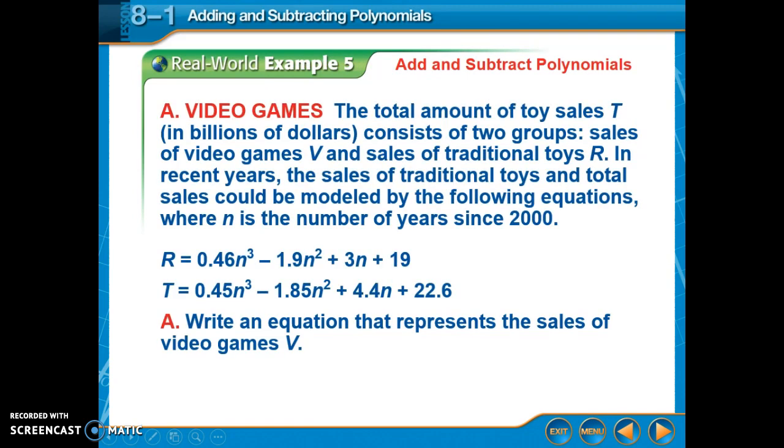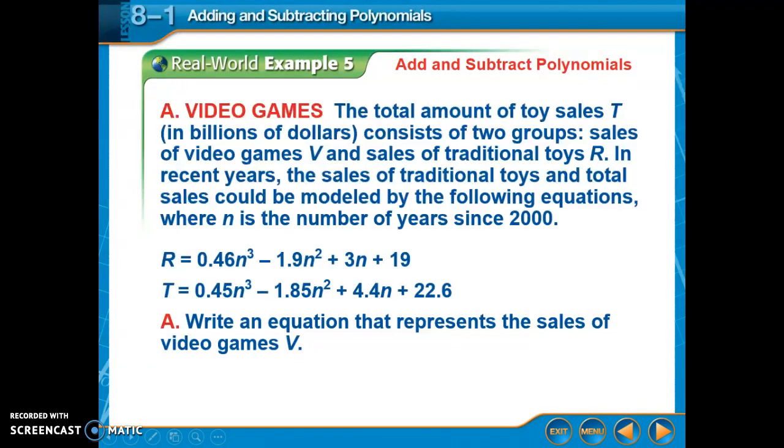Okay. Example 5. The total amount of toy sales, T, in billions of dollars consists of two groups, sales of video games, V, and sales of traditional toys, R. In recent years, the sales of traditional toys and total sales could be modeled by the following equations, where N is the number of years since 2000. Okay, so R is that thingy there, and T is that thingy. So we want to write an equation that represents the sales of video games V.